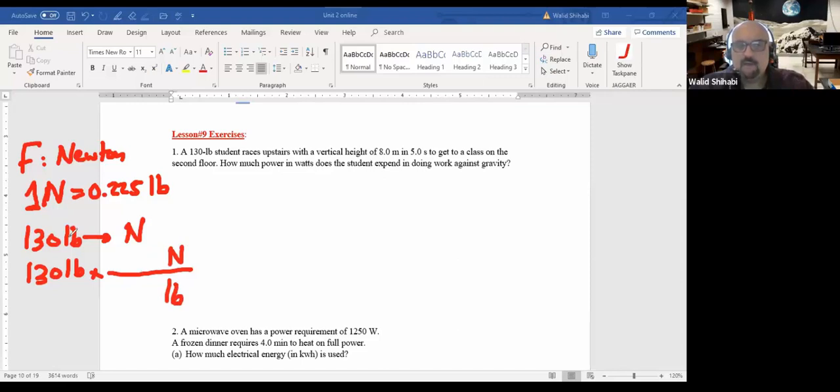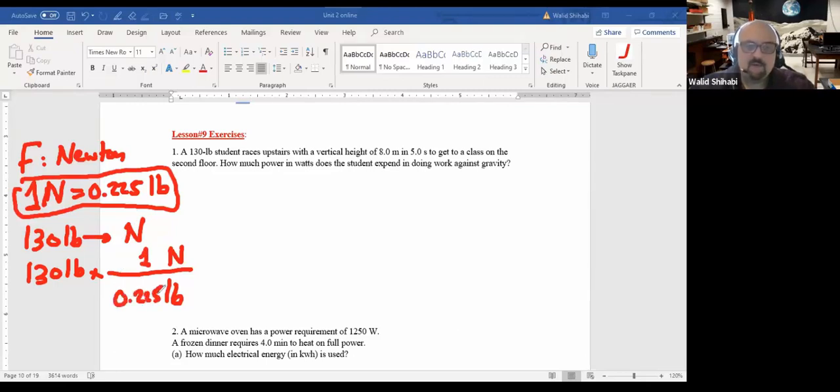And we'll basically input the values here from the conversion statement. This is the conversion statement. 1 Newton is 0.225 pound. So we place 1 beside Newton, 0.225 beside pound, and then you can use the calculator to do the division here, and this will give you 577.8 Newton. So now you have the force in Newton.